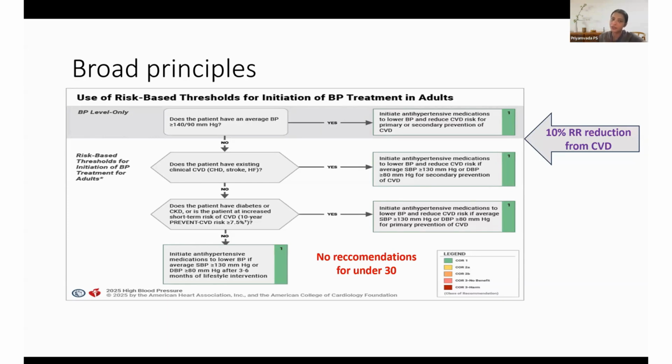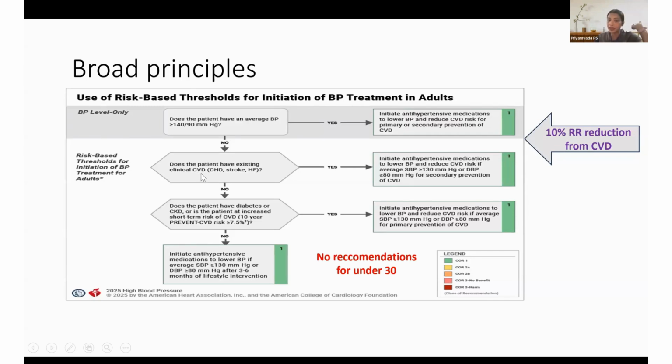If we are taking the decision based on home blood pressure, we have to use a lower threshold. We need to treat these patients, because treating patients with BP over 140/90 without any of the adverse risk factors, even with a low cardiovascular risk, there is a 10% relative risk reduction from cardiovascular disease.